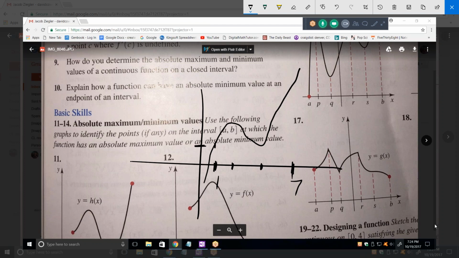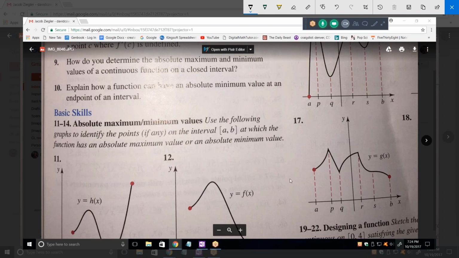Okay, so if that value there is above that, then the endpoint is the absolute minimum. Clearly on my maximum, the endpoint is definitely the absolute maximum. It's not the local maximum there. Okay, you understand that? Yeah. I don't think 10 we should spend our time on. I think you get this.